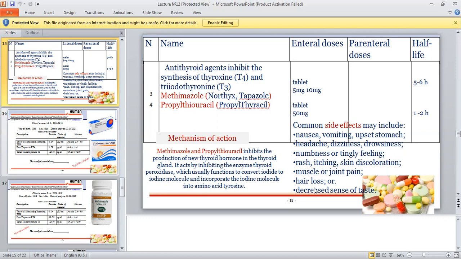The mechanism of action of these drugs, methimazole and propylthiouracil, is to inhibit the production of new thyroid hormones in the thyroid gland. They act by inhibiting the enzyme thyroid peroxidase, which functions to convert iodide to iodine molecules and incorporate the iodine molecules into the amino acid tyrosine. The common side effects may include nausea, vomiting, upset stomach, headache, dizziness, drowsiness, numbness and tingling feeling, rashes, itching, skin discoloration, muscle or joint pain, hair loss, and decrease in sense of taste.